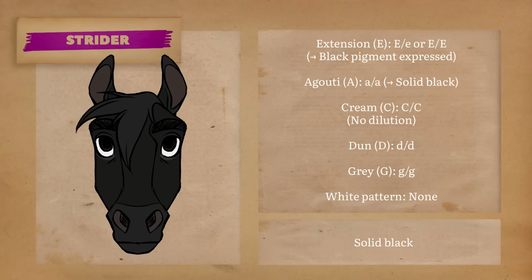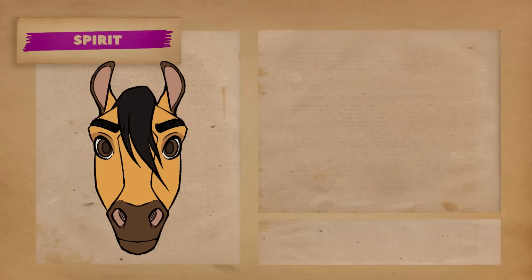So, well, spoilers, this is going to be the easiest one to genotype. Hold on to your horses, because it's getting a lot more complicated very, very soon. We have finally come to the titular character, Spirit himself. As I said before, Spirit's quite an easy one to figure out.